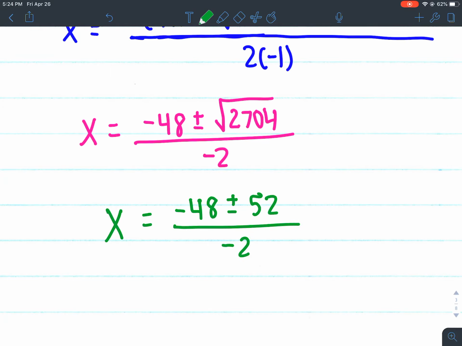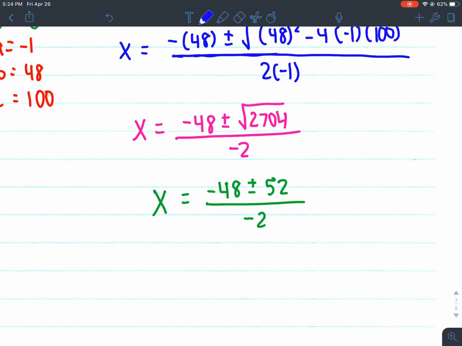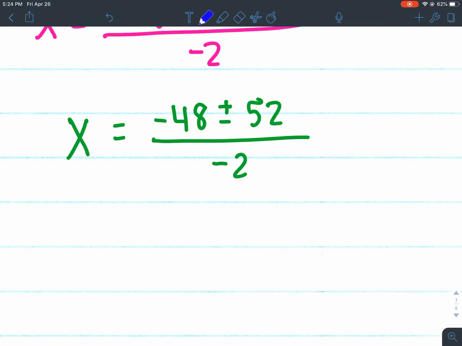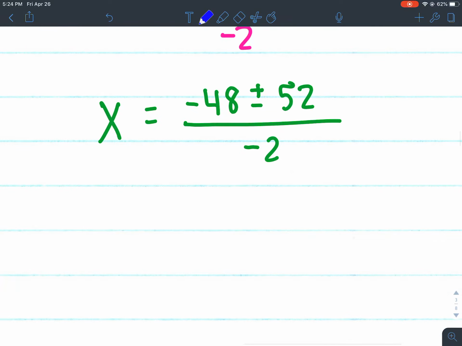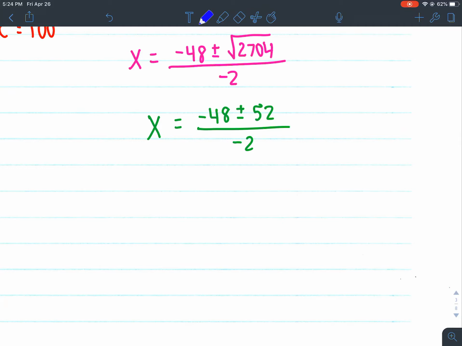Now, you've square rooted 2,704 already, so you should just get a 52. No more radical. Your square root is now gone. Okay? And your last step is to see if you can combine your like terms. So, can I combine 48 and 52 normally? Yeah, I can. So this is where you need to write it separately before you start simplifying anything. So you have x equals negative 48 plus or minus 52.